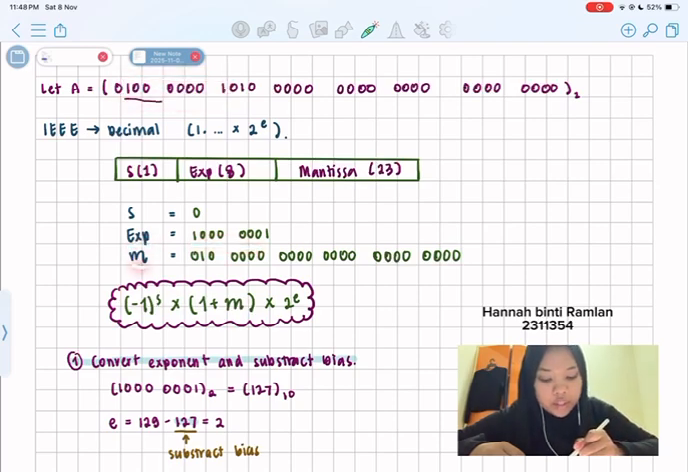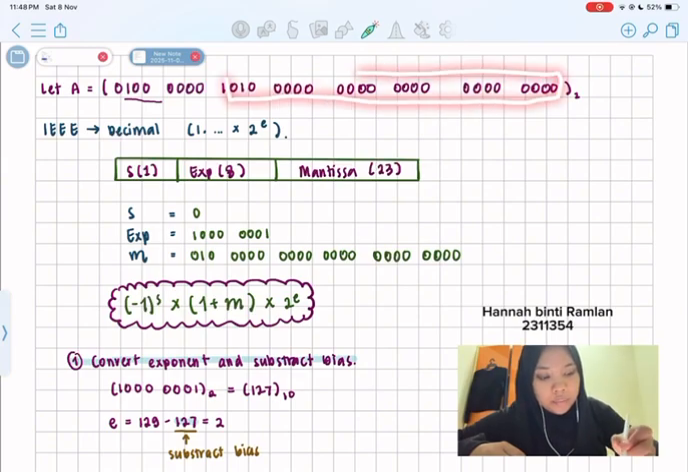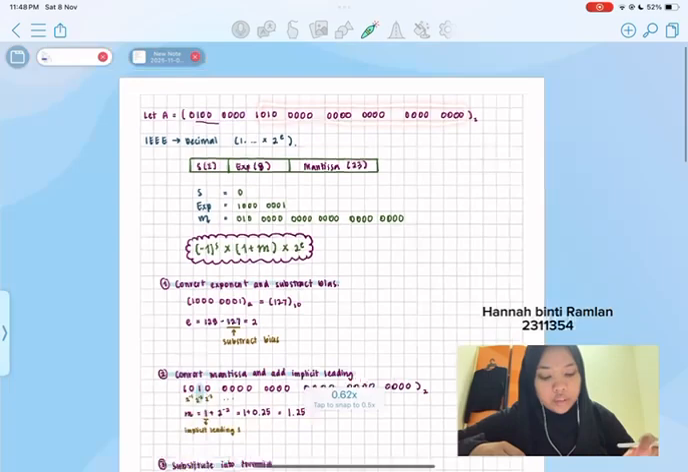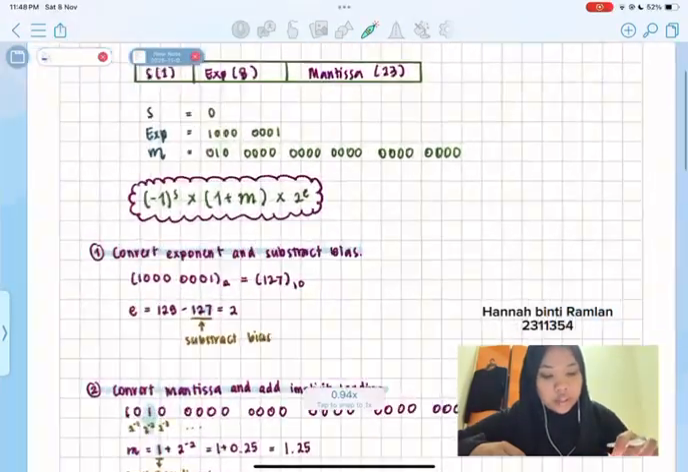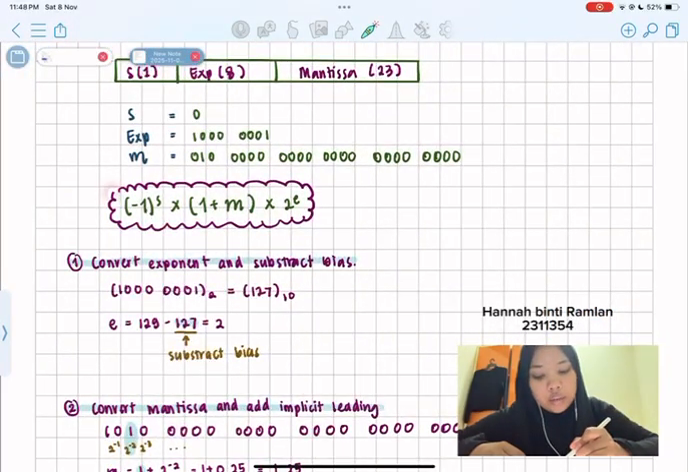and the last one is the mantissa. The mantissa is the last 23 bits here. Okay, and after this you will have to go through 3 steps, and lastly you will have to substitute it into this formula.